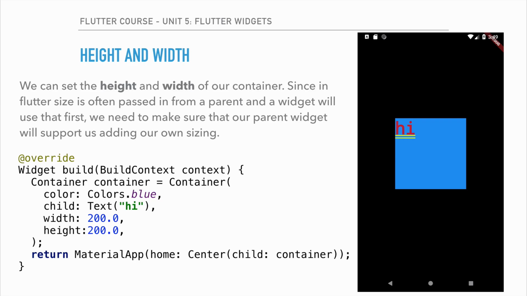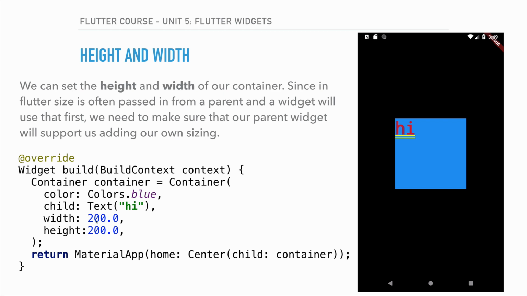So yeah. Okay, so we can also set the height and width of our container if we want. But the important thing to note is that since in Flutter, size is usually passed in from a parent, a widget will use that first. So it's going to use the things that it got from the parent first and foremost. We need to make sure that our parent widget will support us adding our own sizing. So if we just use a material app, it's going to ignore the size that we pass into it. But if we wrap that inside a center widget, as you can see here, then the size works. And as you can see, our container is now 200 by 200 as we specified here.